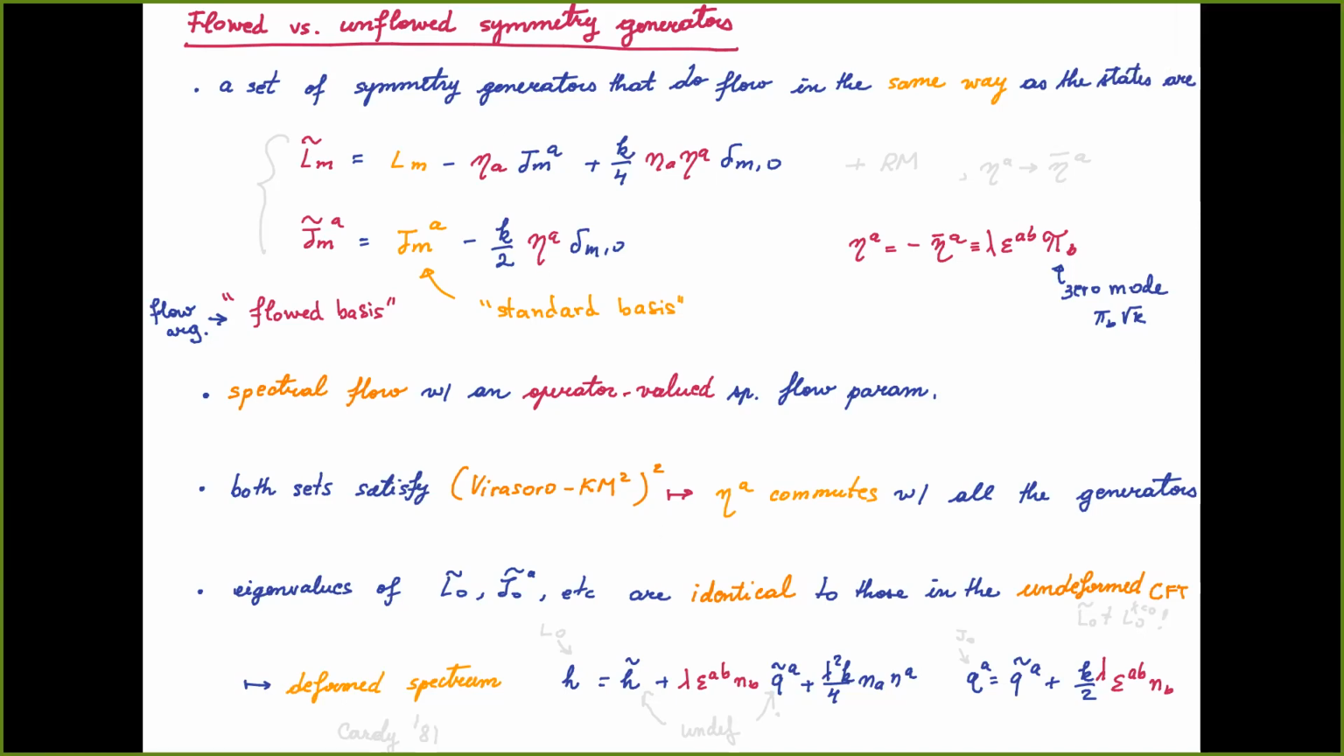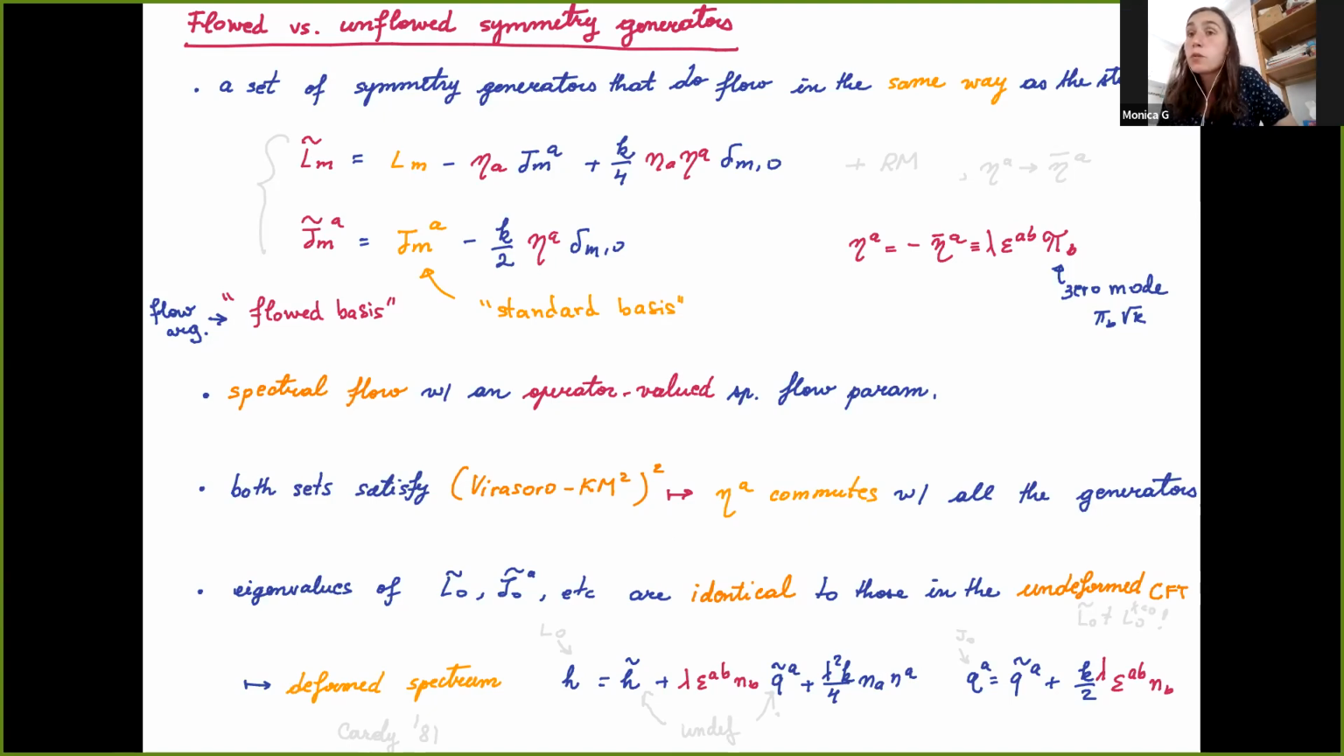Just to understand, is the reason for these extra terms the zero mode subtlety by any chance? What's the reason there are these extra terms in the L tilde and J tilde?